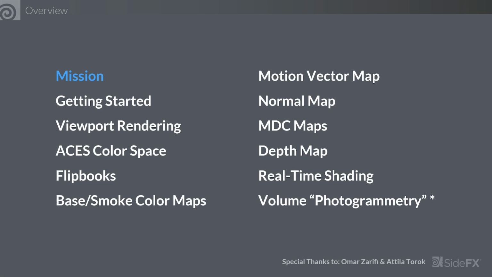As a quick overview, this is what we're going to be talking about today. We'll start off with a mission statement, what we're trying to achieve. Then we'll move on to a quick start and talk about our new viewport rendering techniques, ACES color spaces, how to generate Flipbooks. We'll also do a deep dive into different texture maps and the updates we've made to them. Let's include base color, smoke color, motion vector, normal, what I call MDC. I'll explain that later. Depth, and we'll talk about the real-time shading aspect of it, the dynamic controls you will have in engine. We'll finish off talking about a rather experimental feature, what I call volume photogrammetry.